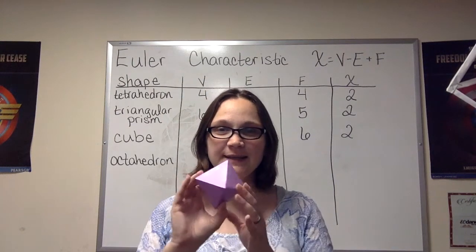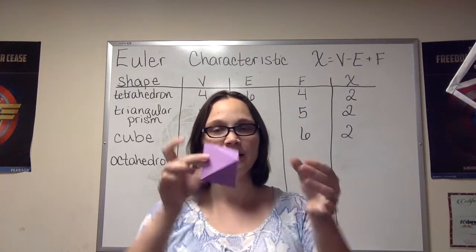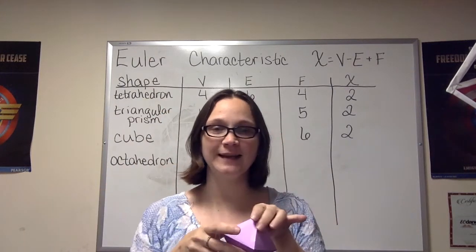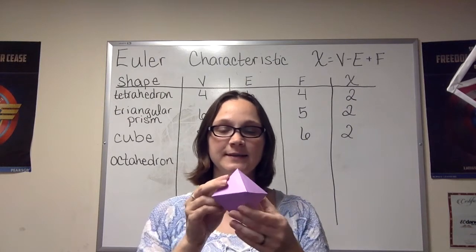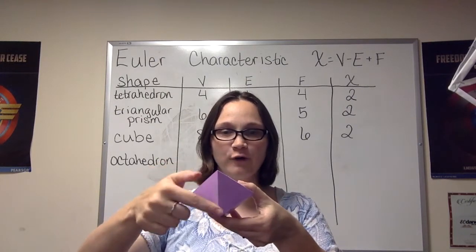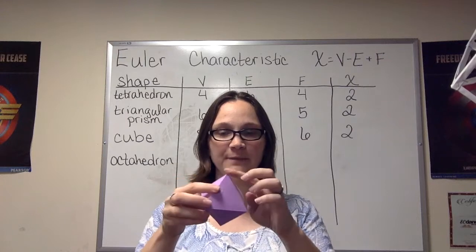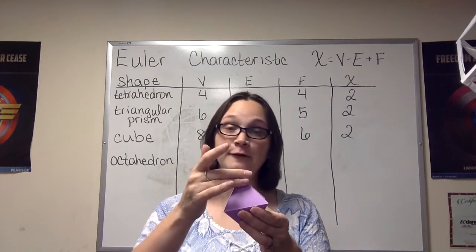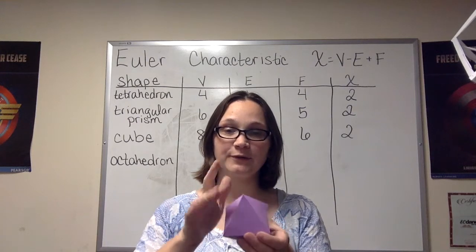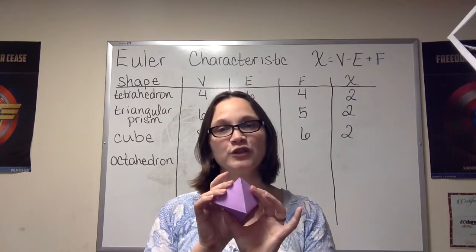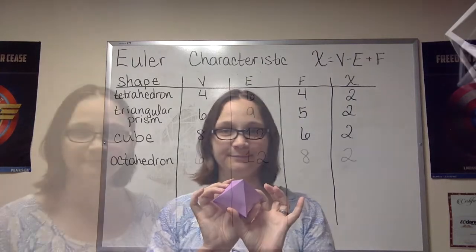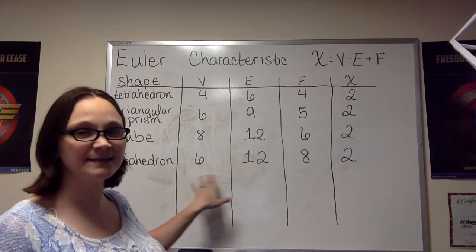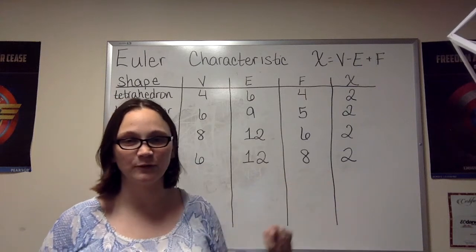Next, I'm going to look at the octahedron. As far as vertices, we have 1 along the top, 1 on the bottom, and 4 along the edges for a total of 6 vertices. For edges, there are 4 on the top, 4 on the bottom, and 4 around the sides for a total of 12 edges. And for faces, I have 1, 2, 3, 4 on the top, and 4 on the bottom for a total of 8 faces. Adding this to the table, we can once again see 6 minus 12 plus 8 is equal to 2.